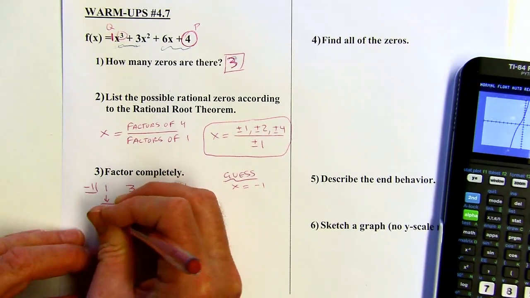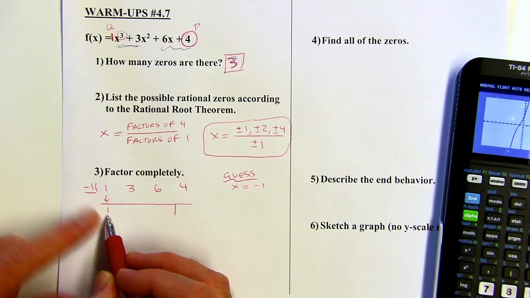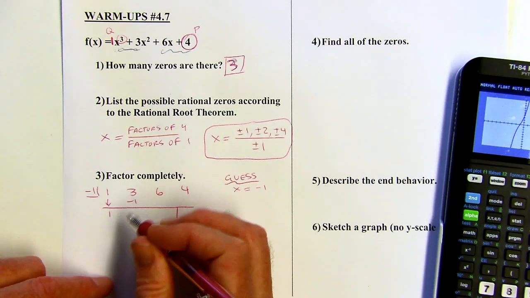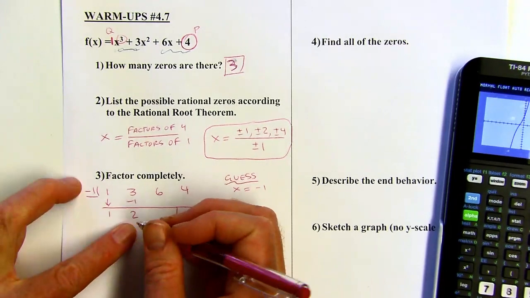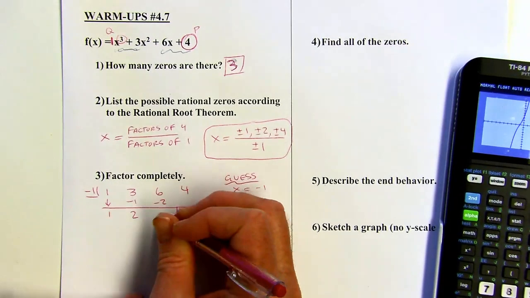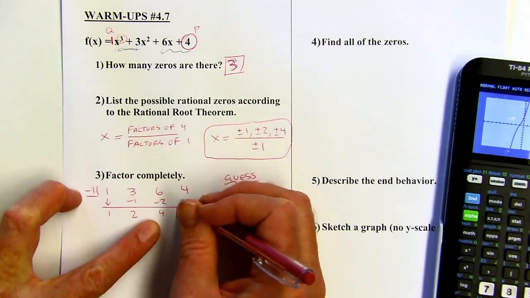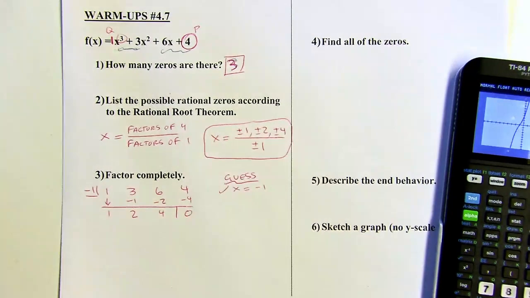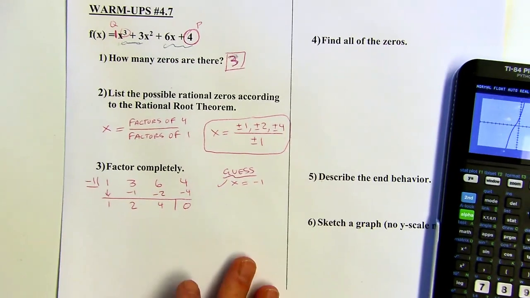So I'll pull down the 1. Every time I get a number down here, I'm going to multiply it by negative 1. 1 times negative 1 is negative 1. Then I add these. 2 times negative 1 is negative 2. That goes right there. Add those. Multiply again and add. And I did get a 0 remainder. So that tells me that my guess was correct.